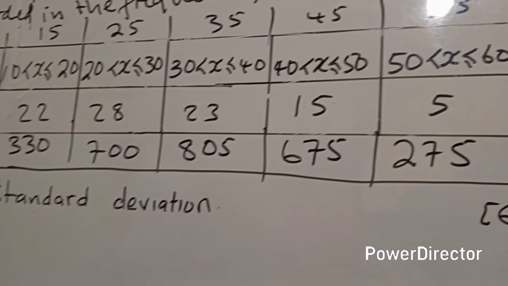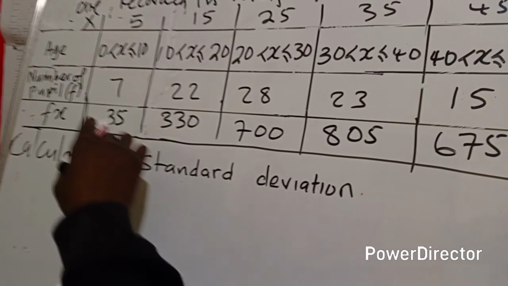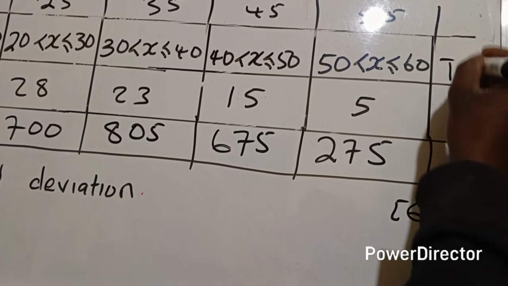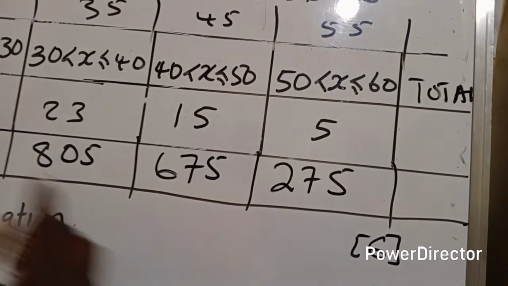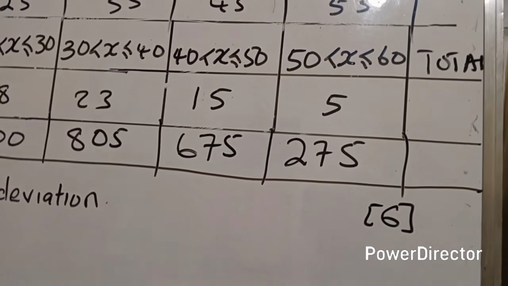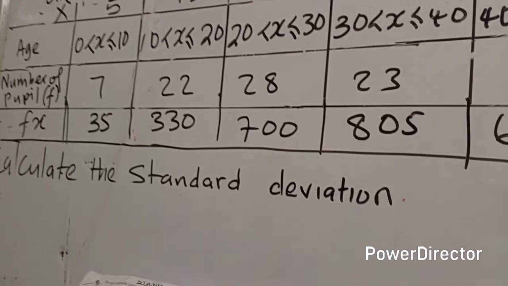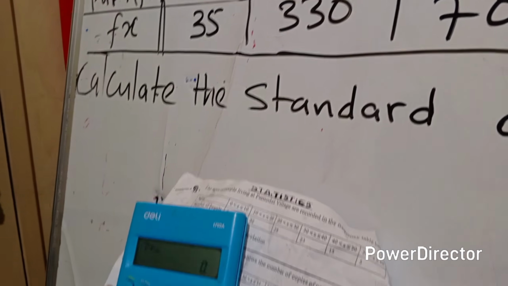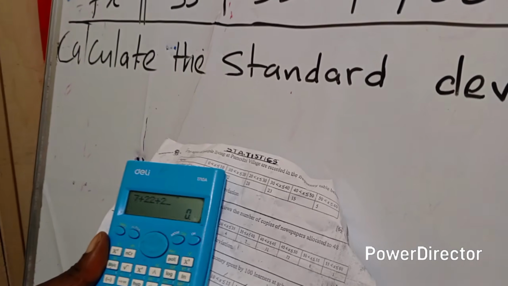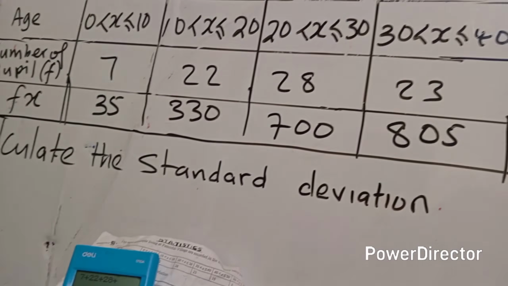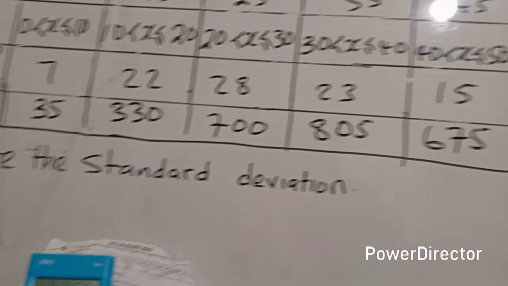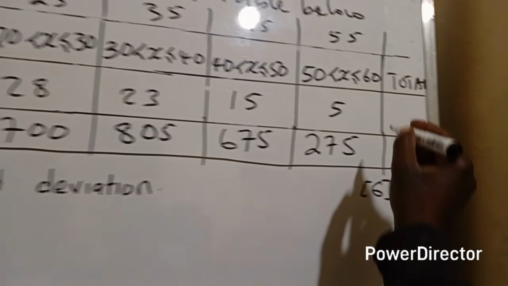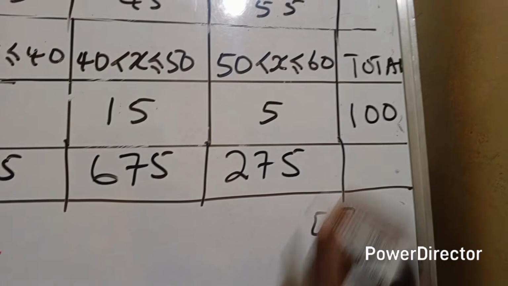So ladies and gentlemen, from there, first of all, you add the totals here. Because this one has no function, just say total. So now I'm trying to add the frequency. 7 plus 22 plus 28 plus 23 plus 15 plus 5. Of course, I'm going to have 100. So my total under the frequency is 100.